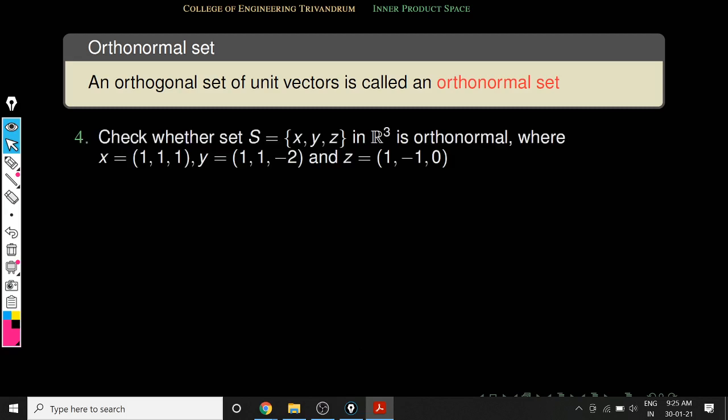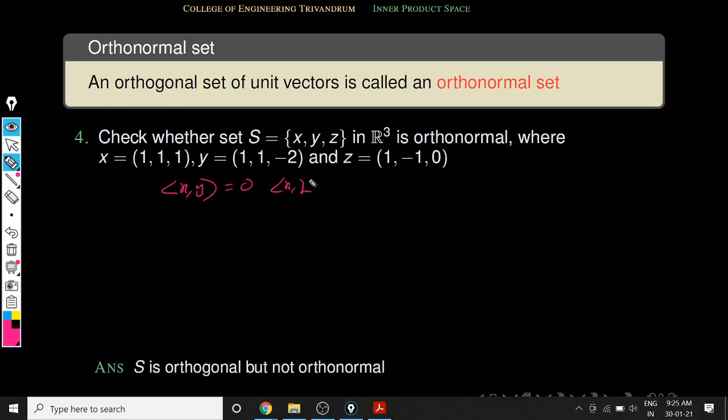Also, we have seen this example. This example is orthogonal, but not orthonormal, because their inner products are zero. If you consider the inner product of x and y, that is zero, and the inner product of x and z is equal to zero, and similarly the inner product of y and z is zero. So this set is orthogonal, but not orthonormal, because they are not unit. What is the norm of x? Norm of x is defined as the positive square root of the inner product of x with x. In this case we use the Euclidean inner product, so that is the square root of 1 square plus 1 square plus 1 square, that is the square root of 3. Anyway, this is not equal to 1, so that's why we say that this is not an orthonormal set, but it is orthogonal.